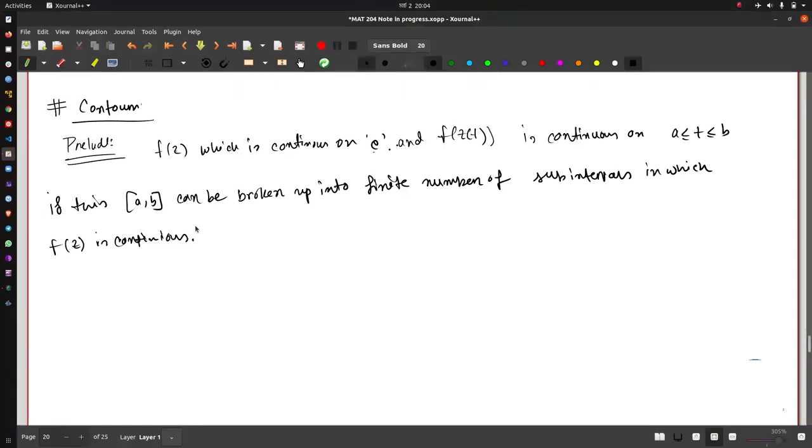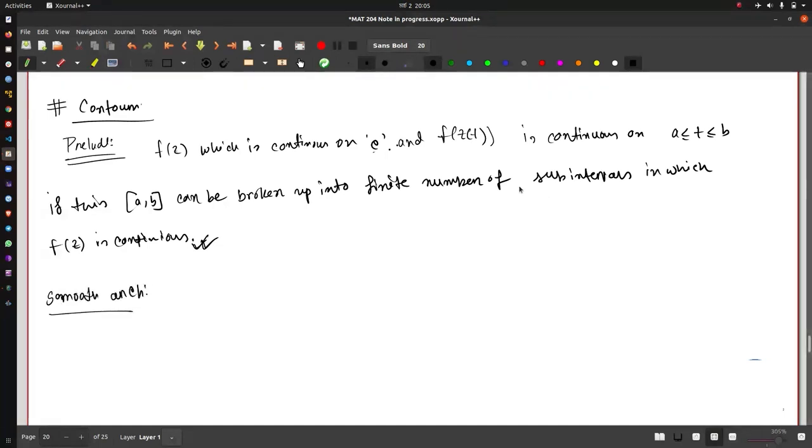That means you have some curve from A to B, let's say, and you can subdivide it, and in all the subdivisions f of z is still continuous. That's what this statement means. And then a smooth arc C is one for which z prime of t itself is continuous. So this is a continuity condition, and then we have a new definition. That means we are defining something called a smooth arc.